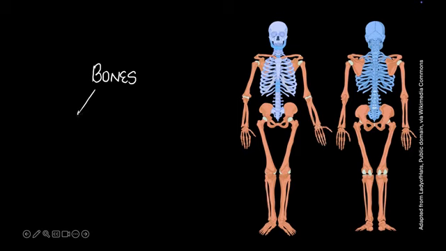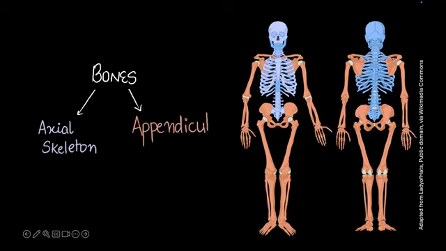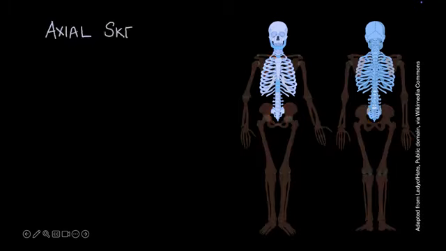So the first category in which we're going to put bones is the axial skeleton. And the second category is the appendicular skeleton. These two categories are in some ways different from each other, which we will discuss. And this is the color coding that I followed. All the axial skeleton bones have been marked in blue and the rest in orange. Okay, let's discuss the axial skeleton.